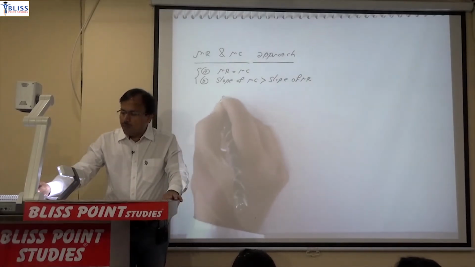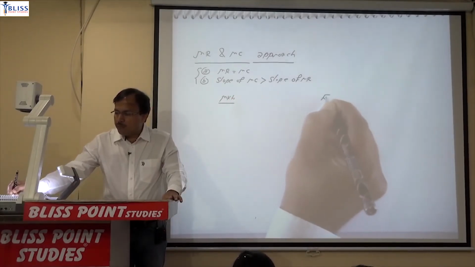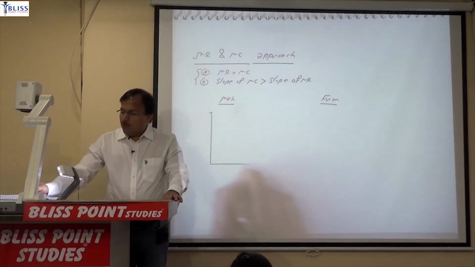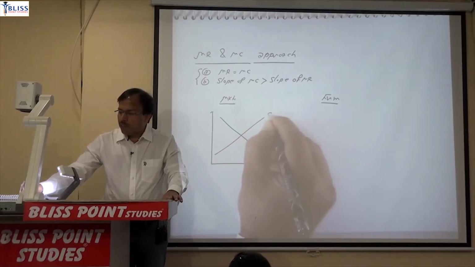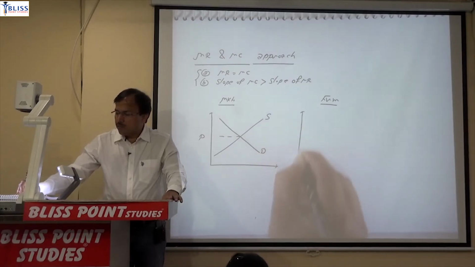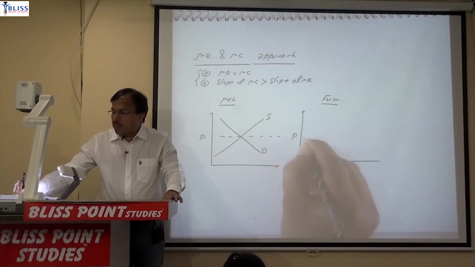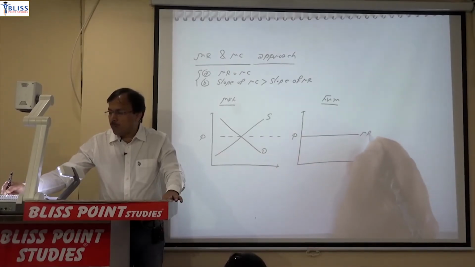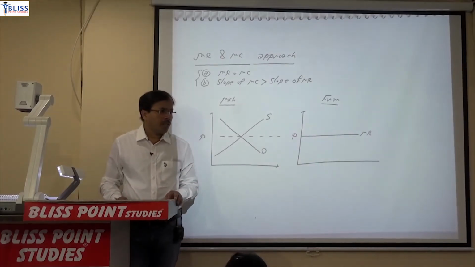First, this is for market and this is for firm. Price will be determined in the market by market demand and supply. Their intersection determines price. Keep that price constant and draw that horizontal line. Price is equal to MR now. ठीक है, P की वैल्यू MR के बराबर है.